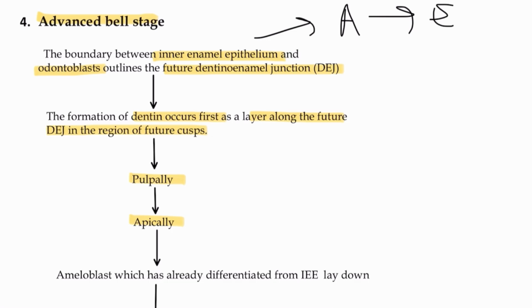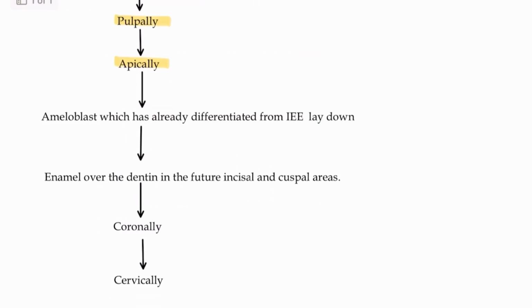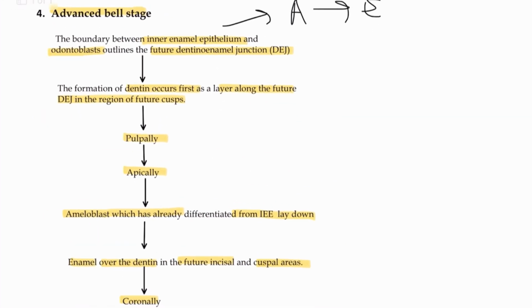ओके, ameloblast has already differentiated from the IEE and they will lay down the enamel. Now enamel is laid over the dentine in the future incisal and cuspal areas which will go coronally and then cervically. समझा है? बेसिकली this is what, हर चीज़ फर्स्ट is cusp then cervical. तो पहले DEJ पे कस्प टिप पे फर्स्ट थिंग फॉर्म is dentine, डेंटीन pulpal apical हो गया. Then again ameloblast ने differentiate करके enamel lay down किया which is also going the same way, coronally and then cervically.